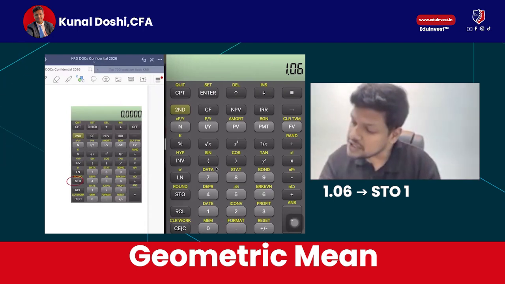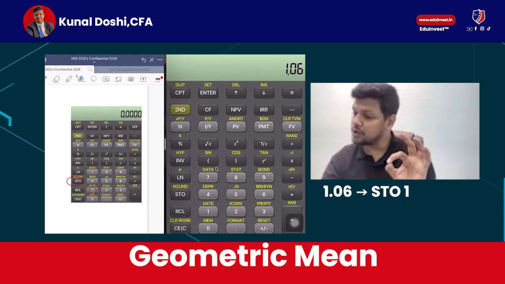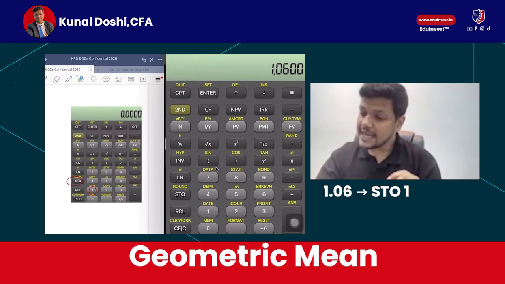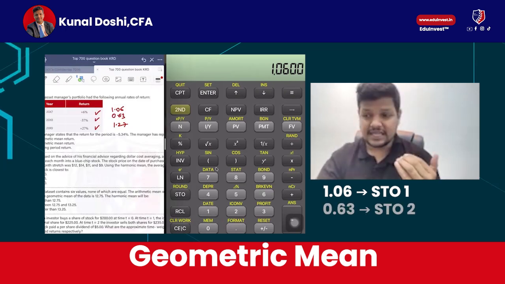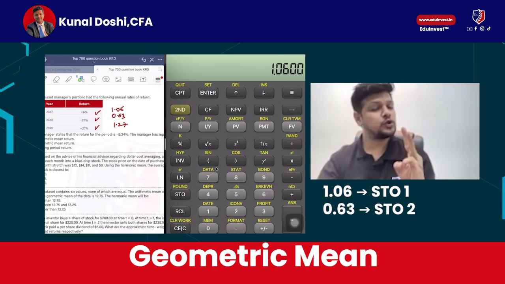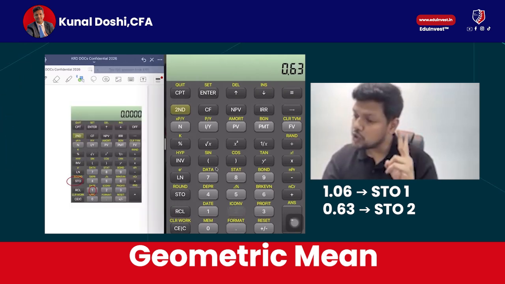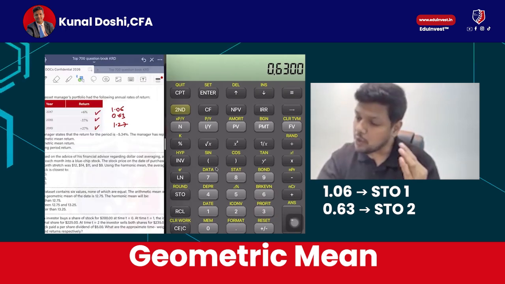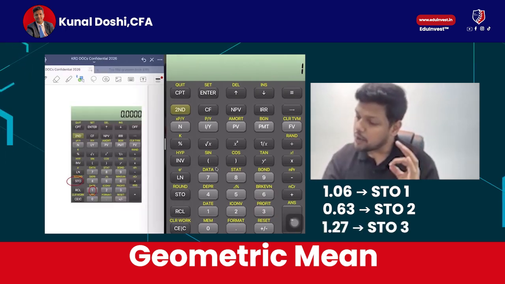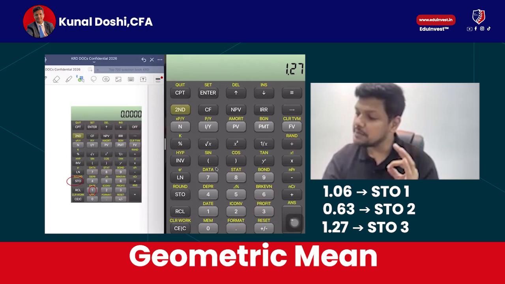So we'll store the first value in 1. So I'll put this as store 1. The second return was 0.63, so that we'll do in store 2, and 1.27 we'll put in store 3. So we'll do 0.63 and press store 2. And the third one was 1.27, so I will do 1.27 and simply press store 3.